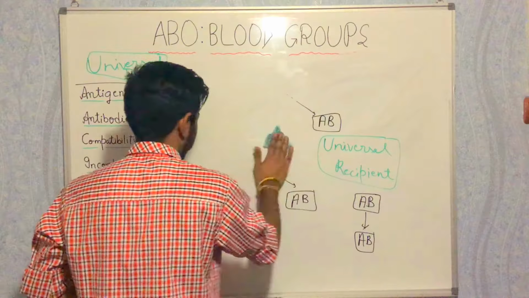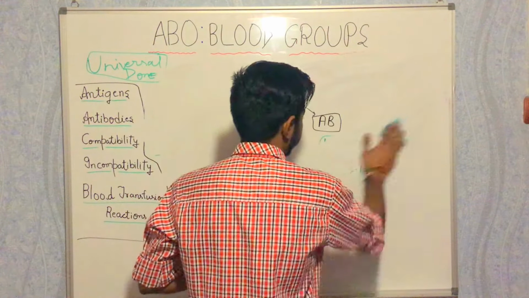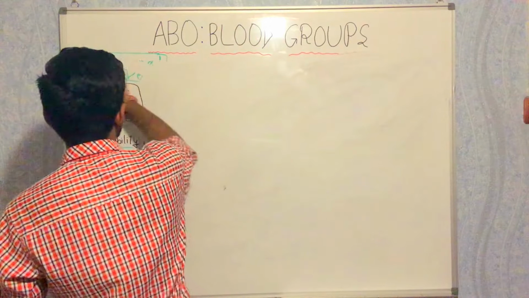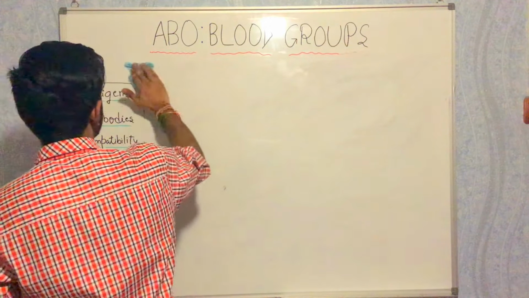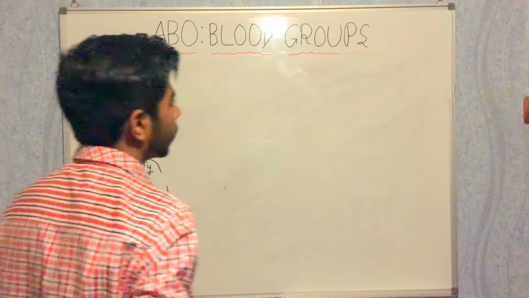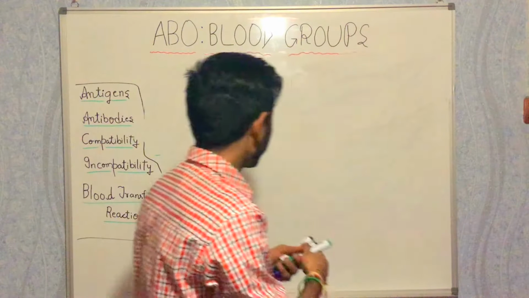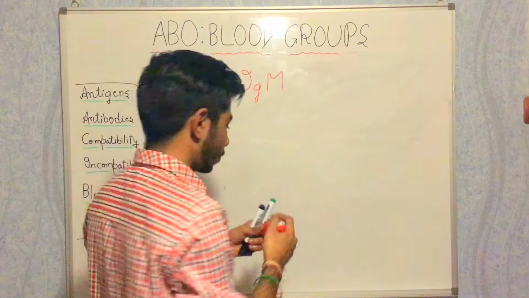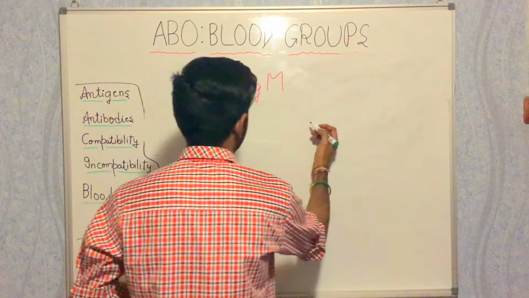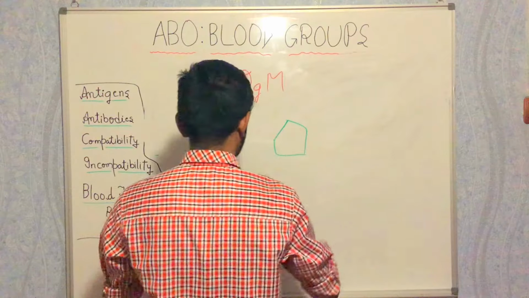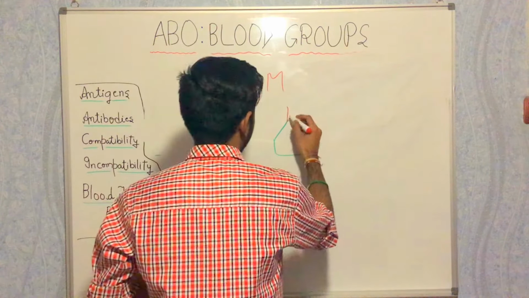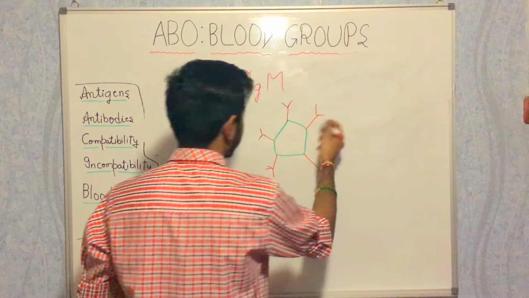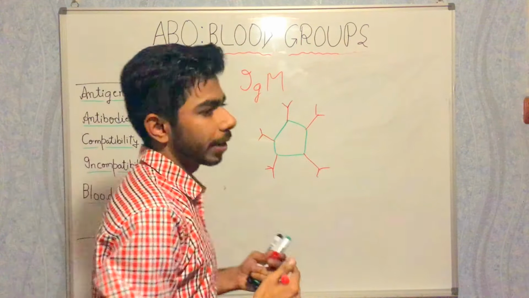Okay. Now let's have some talk about the blood transfusion reactions. The antibodies involved in this blood grouping system are usually immunoglobulin M and immunoglobulin G. Immunoglobulin M is actually a pentameric molecule. It is actually like this, and they could capture along with them at least 2 antibodies.